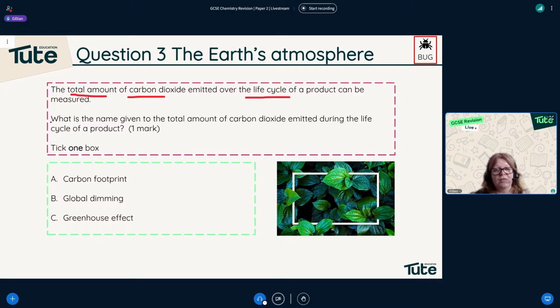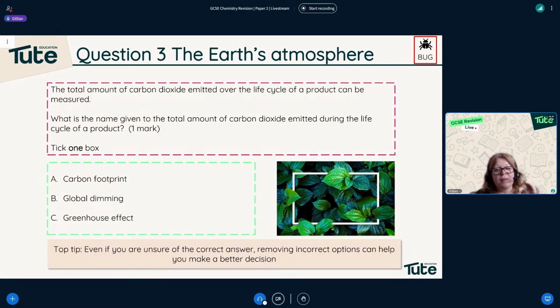What is the name given to the total amount of carbon dioxide emitted during the life cycle of a product? We need to tick one box. And this is a 1 mark question because obviously we just have to tick one box. So our answers are carbon footprint, global dimming, or the greenhouse effect. So remember, another top tip, even if you are unsure of the correct answer, remove the incorrect option so that can help you make a better decision.